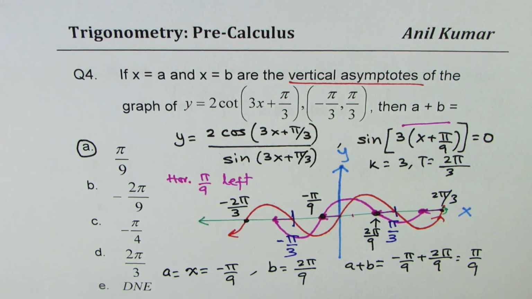So option A is the correct option. You get it? It's a very important solution. You could do it using many methods, but probably this is the shortest method. I'd like you to go through this once again, since this question could be in your test paper, right?